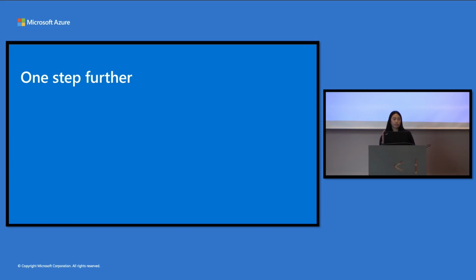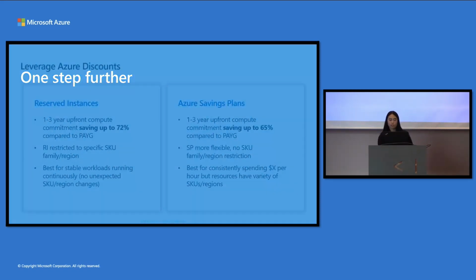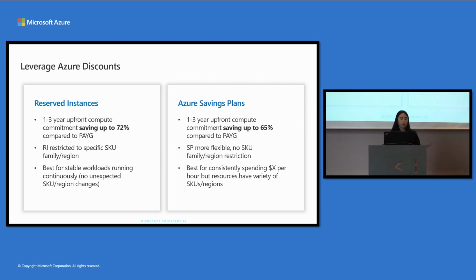How can we take this one step further now? How can we become even more cost optimized? One other option is to leverage Azure discounts. So Azure offers a number of discounts, reserved instances, and Azure savings plans. In these discounts, you make an upfront commitment to compute resources, and you pay it at a highly reduced cost. So these are terms that are fixed over a 1 to 3 year period.